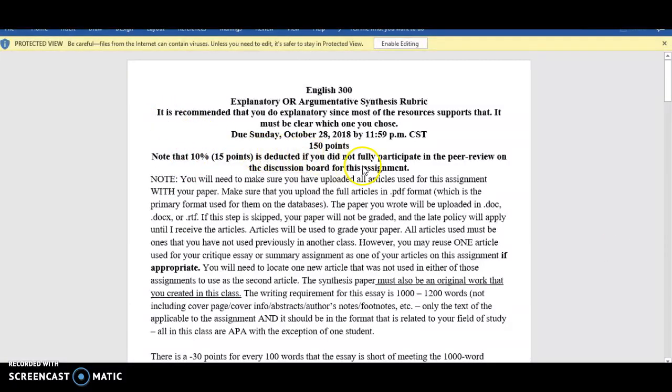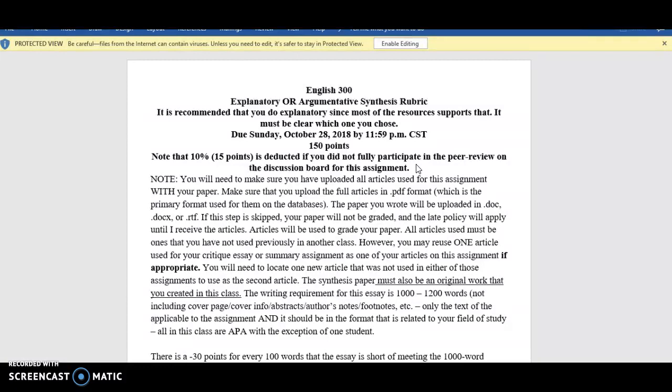Note that 10% is deducted if you do not fully participate in peer review. That's made clear in the syllabus and on the other paper, so please keep that in mind as you're doing this. You do want to fully participate. That means uploading your paper, peer reviewing another student's paper and returning that on time, and also doing the other parts on time, like uploading your paper on time. It does have to be fully done. And on this next paper, I will not give credit for that unless you have uploaded your full draft.